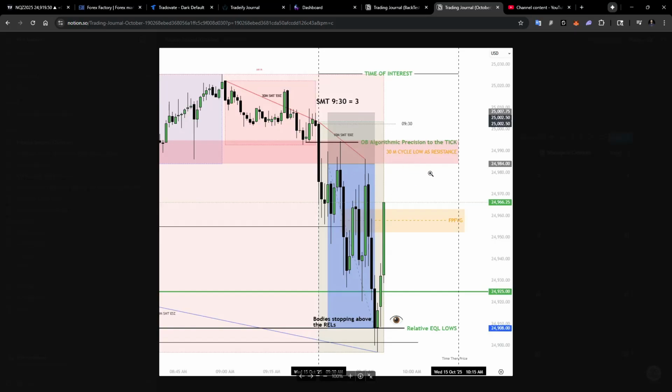And then we had a 30-minute cycle low on here, on which I entered again after I got stopped out. And it instantly dumped after that. Look at this. The bar is stopping above the relative equal lows. This indicates that we are seeing a reversal, and we have an SMT with ES anyway.